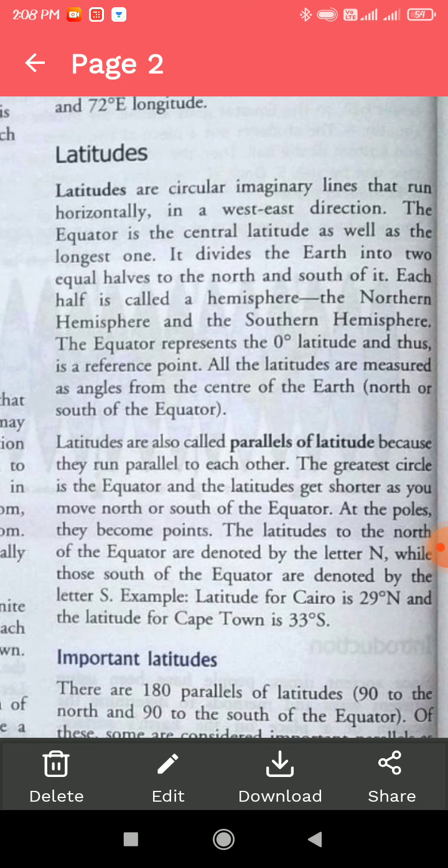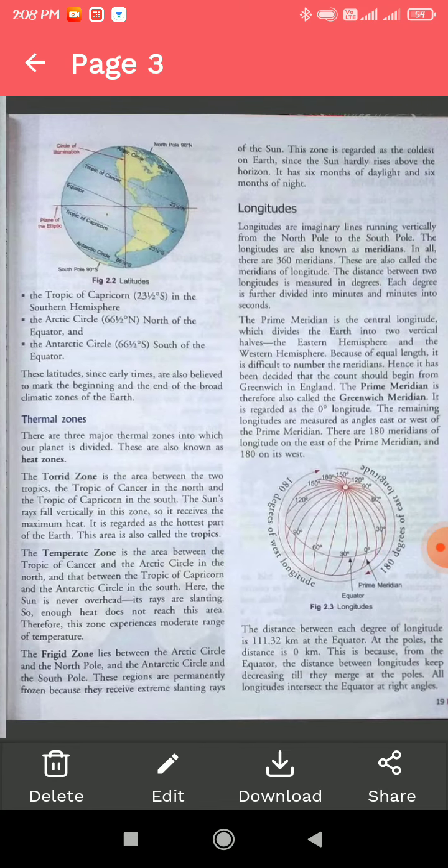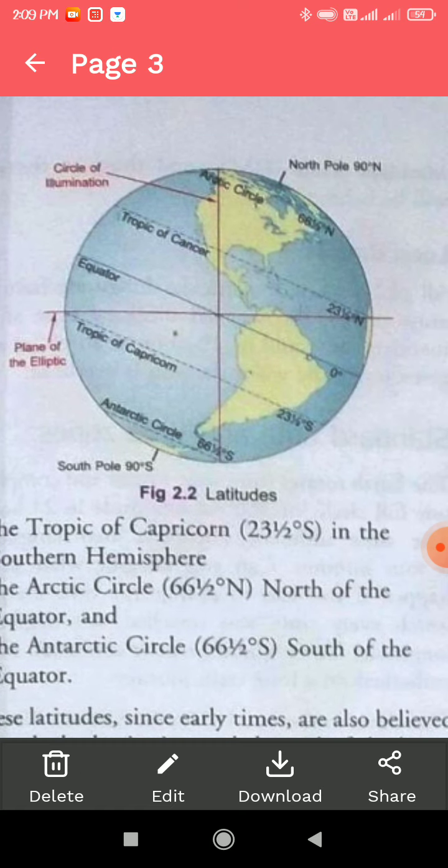Latitudes are also called parallels of latitude because they run parallel to each other. The greatest circle is the equator and the latitude gets shorter as you move north or south of the equator. At the poles, they become points. The latitudes to the north of the equator are denoted by the letter N, while south of the equator are denoted by the letter S. Example: the latitude of Cairo is 29 degrees north and the latitude of Cape Town is 33 degrees south. As you can see in figure 2.2 here.